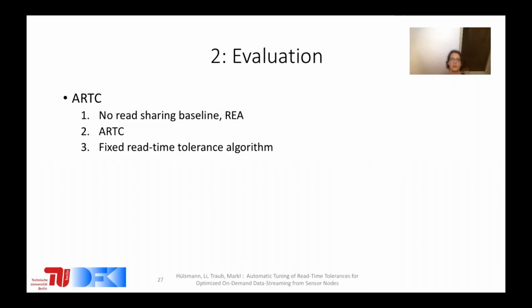We evaluate the performance of RC by replaying data from multiple real-world datasets. On these datasets, we configure multiple queries. Firstly, a query which does not perform read sharing at all, but only adaptively samples via the algorithm add-in. Secondly, a query which uses RC on top of the configuration of query 1. And lastly, a query which replaces RC by a fixed retime tolerance algorithm.